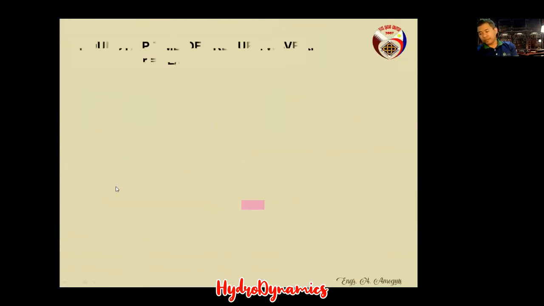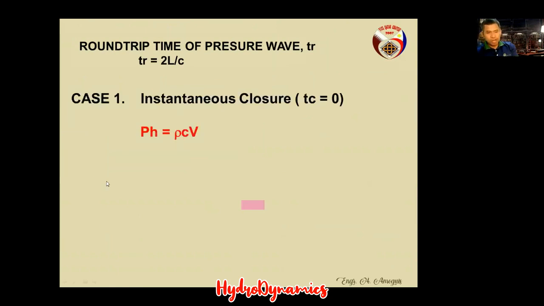Here you can solve it, because there are types of closure. It can be instantaneous, rapid, or slow. So it depends on the time of closure. You compare the time of closure with the round trip time, which is 2L over C. If the time of closure is 0, it is sudden, immediate, and the pressure is large: rho C times V. That is the increase in pressure of the pipe.